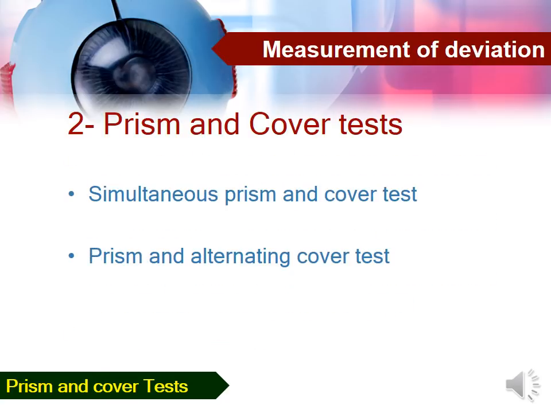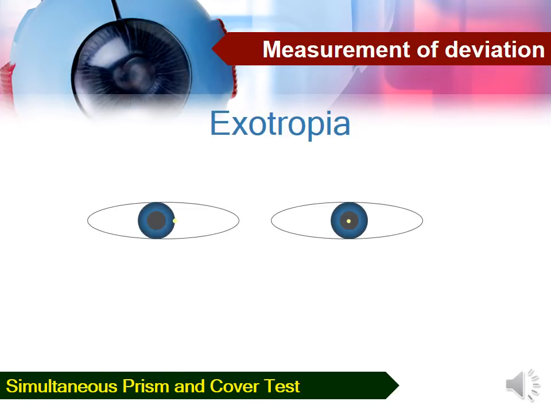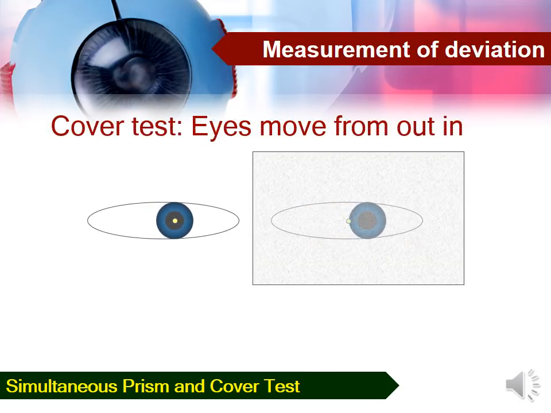The prism and cover tests include the simultaneous prism and cover test, and the more important one, which is the prism and the alternating cover test. We will start with the simultaneous prism and cover test. This is a patient with a right exotropia. If you cover the left or the fixating eye, the right eye will move to the center to regain fixation.